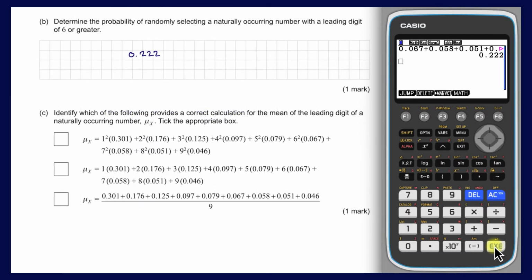Next up, part C asks us to identify which of these calculations would give us the mean of the leading digit, in other words, mu of x. And we're given some formulas that all look a bit familiar, but the formula we're looking for is the sum of x times by the probability of x, and that would be the second option provided, so I'm going to tick that middle box there.